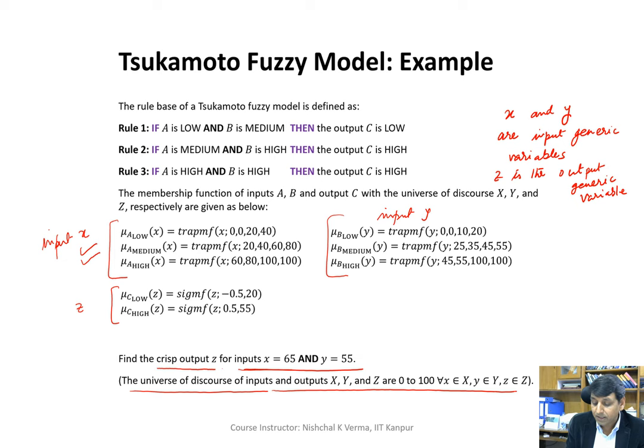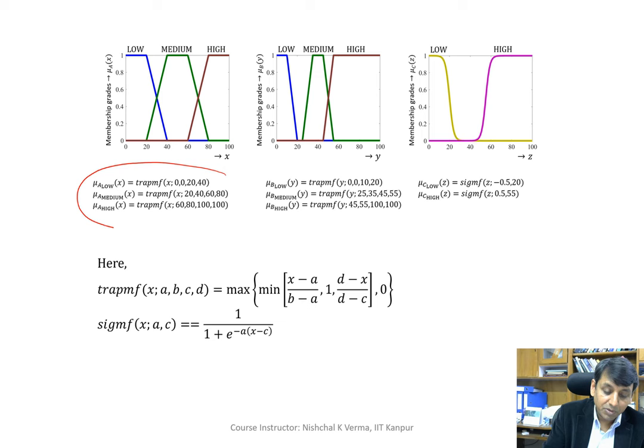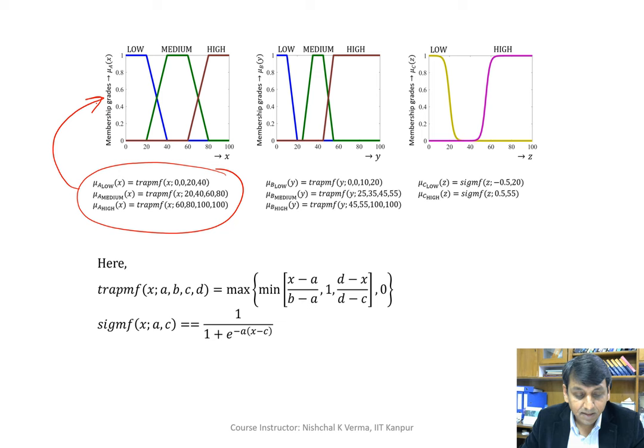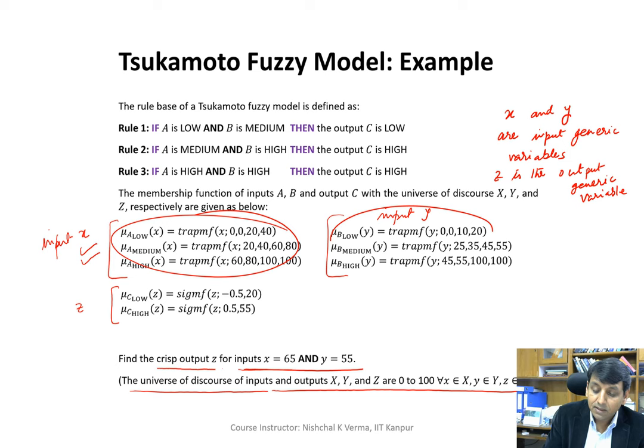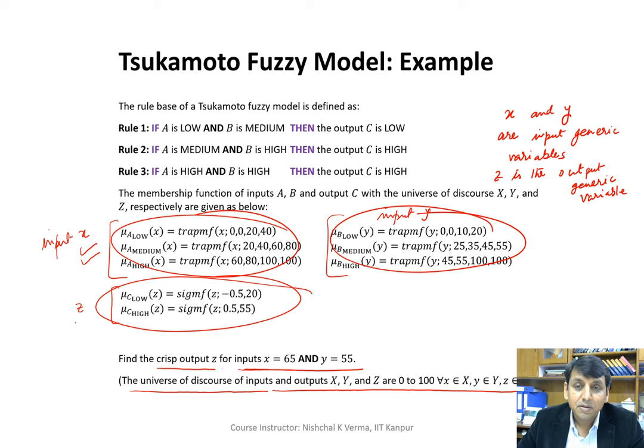The fuzzy regions and membership functions that are given, if we plot the fuzzy sets, will look like this: low, medium, high. Similarly, here also, this will look like this. So all of these are given and known, so we don't have to worry about the parameters of these fuzzy sets. These are the membership functions which characterize the corresponding fuzzy sets. So, let us apply the input.